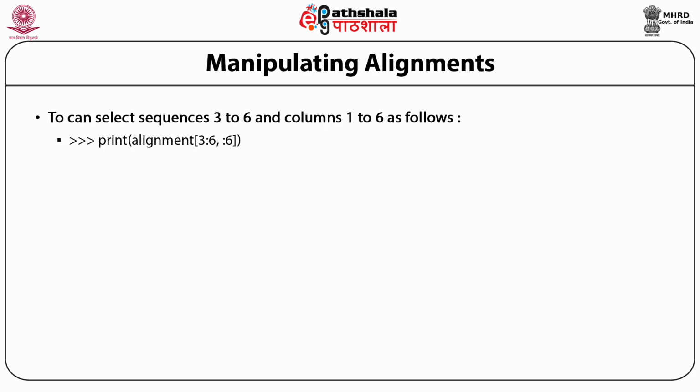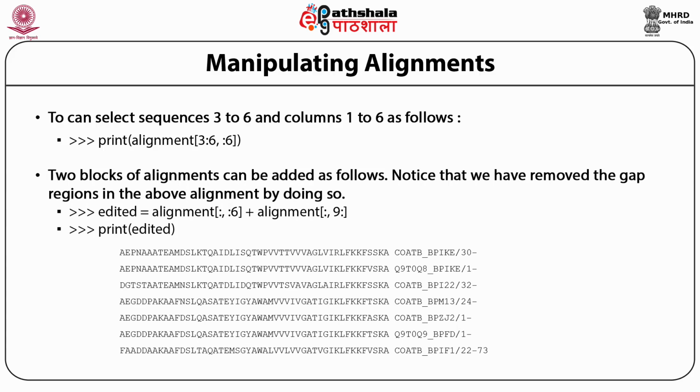It is also possible to add two blocks of alignments. We have two different alignments and they can be added using BioPython. But we have to notice that we have removed the gap regions in the example that we have shown. If I want to remove the gap regions, I can just edit the alignment with appropriate column numbers and then add them together. That will remove the gap regions. In our earlier slide, we saw some gaps that can be removed in this particular example as shown here.